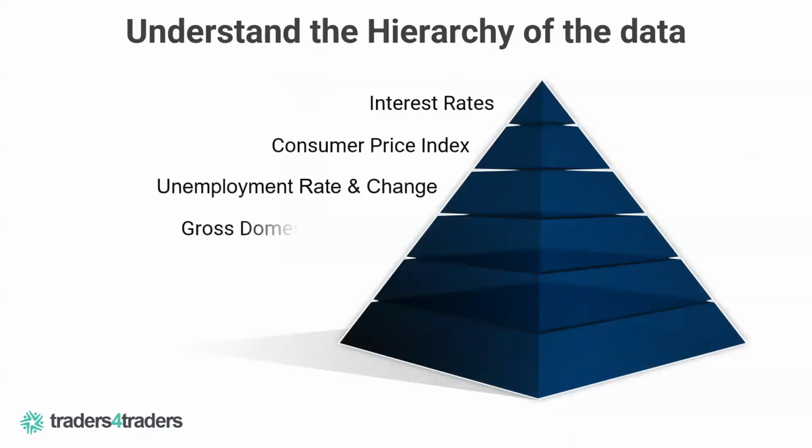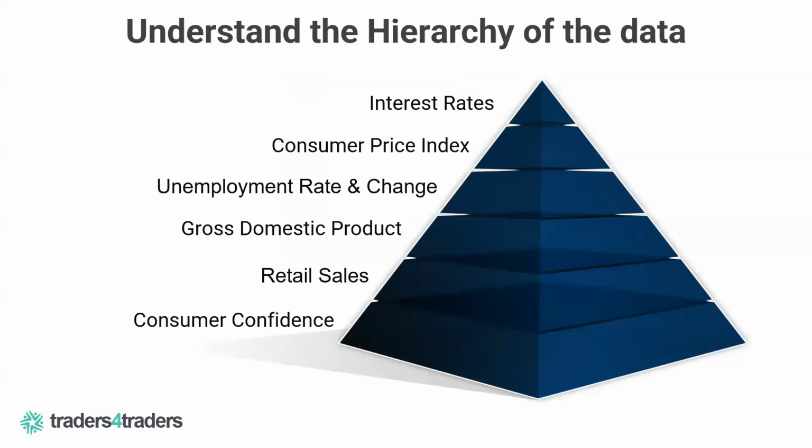And understanding the hierarchy of the data is important. The interest rate decision would be at the top, then the inflation numbers, then unemployment, the GDP numbers, retail sales, consumer confidence, and a range of other economic numbers. Now, you don't need to understand the backbone of all these numbers. You just need to know if it's stronger, it's going to lead to higher inflation. And if it's weaker, it's going to lead to lower inflation.